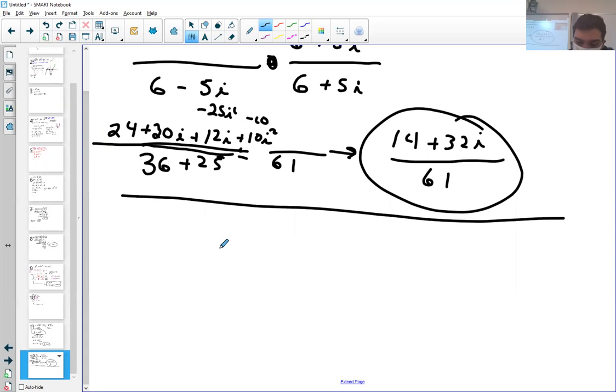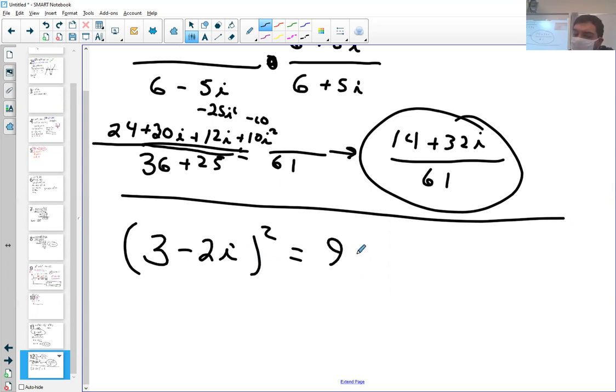All right, next one. If I had something more basic, like this squared, you could either square it, know how to square it, or you could rewrite it. So it's going to be 9 minus 12i, negative double, plus 4i squared, but we're going to flip it. So that's going to be negative 4. So your final answer is 5 minus 12i.